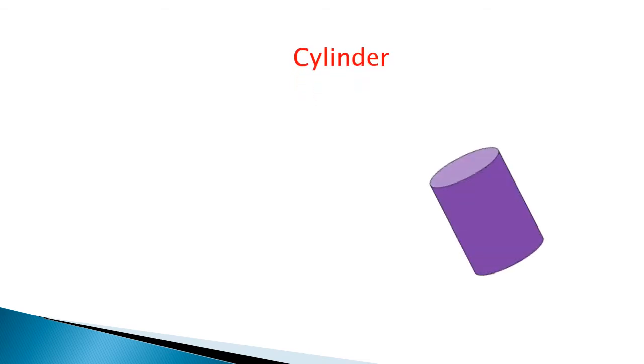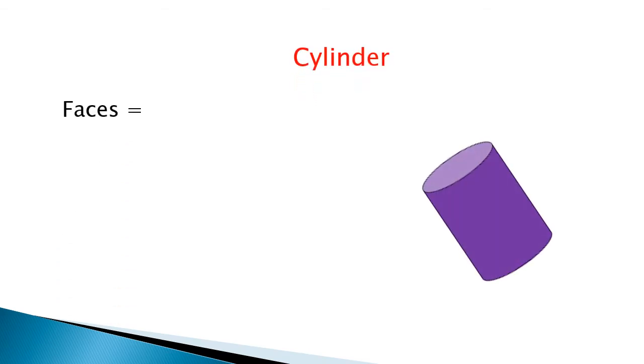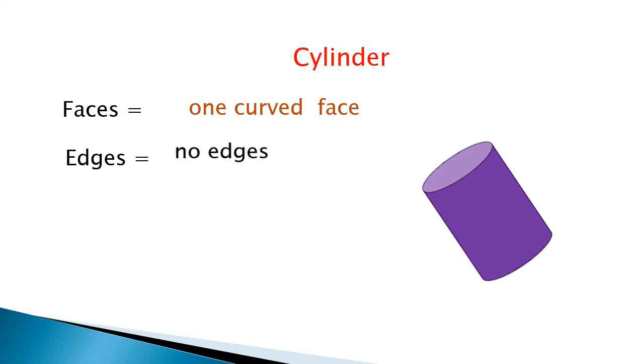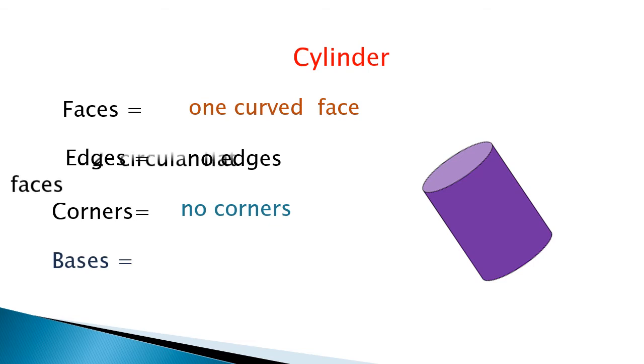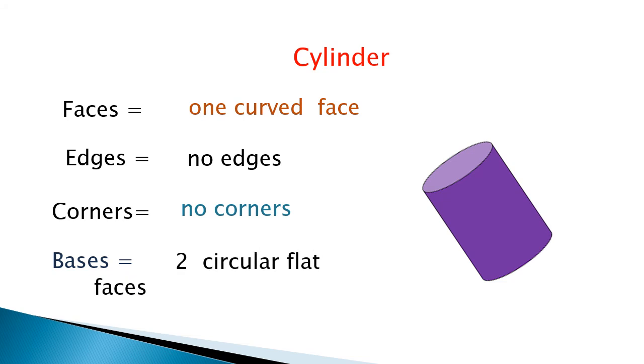Okay, let's know what the properties of the cylinder are. At first, how many faces does the cylinder have? It has one curved face. And how many edges? No edges. And how many corners? No corners. How many bases does the cylinder have? It has two circular flat faces, or we can say two circular flat bases.